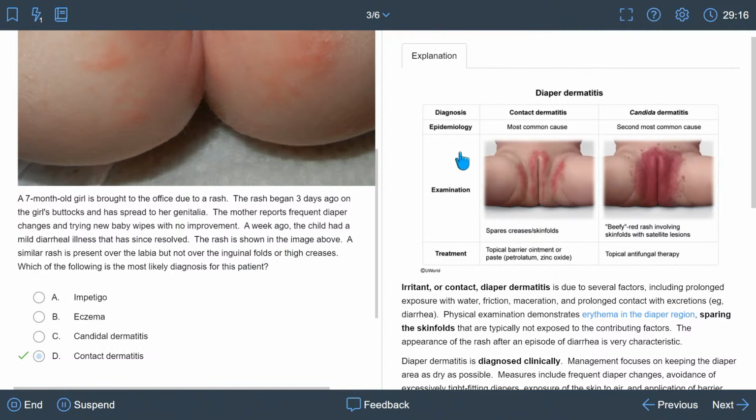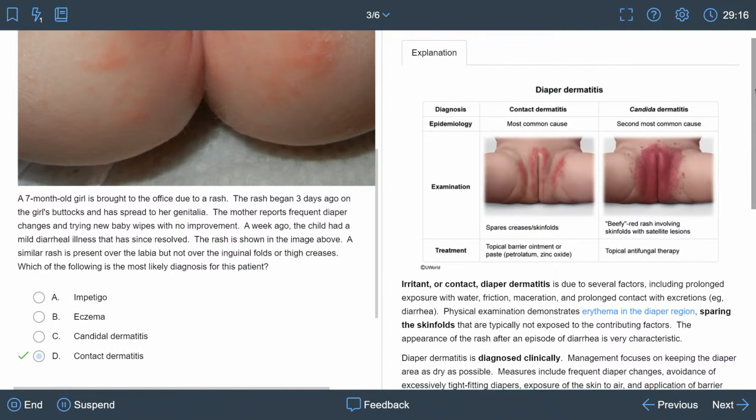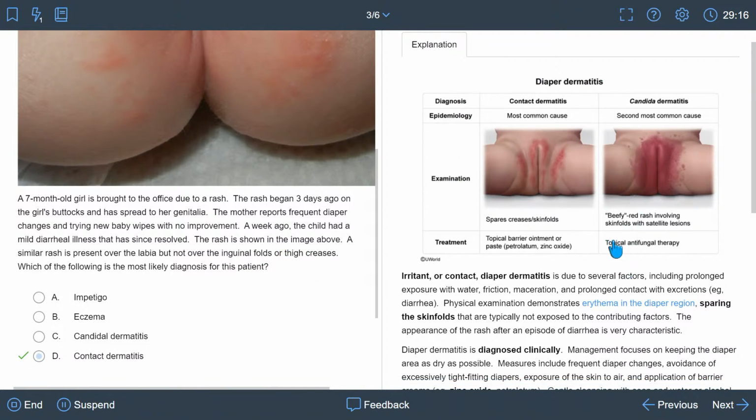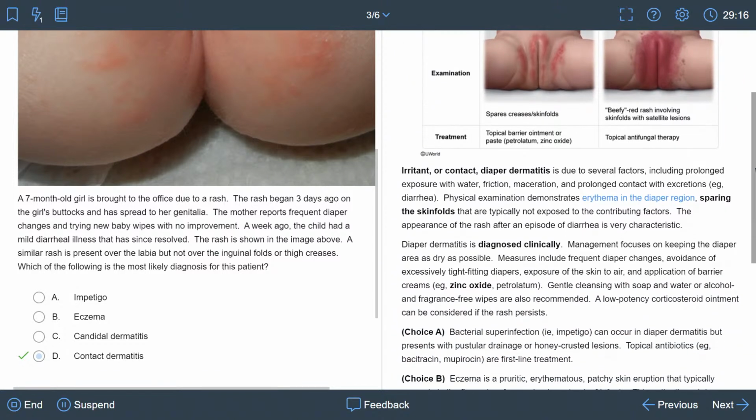So if we come over to the explanation, we have this chart for diaper dermatitis. There's contact versus candida. The most common cause is going to be contact dermatitis. It spares the creases and skin folds, and this is the treatment, which is a topical barrier ointment or paste. Candida, which is the second common cause, is going to be a beefy red rash that involves the skin folds and has satellite lesions. So let's take a look at the explanation.